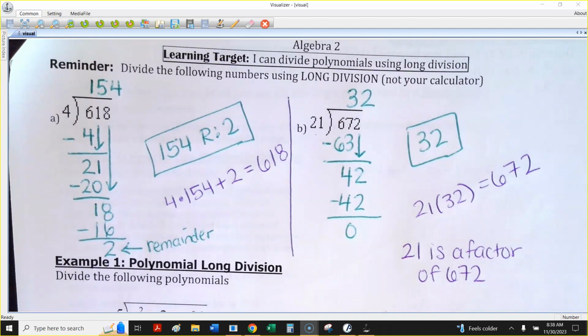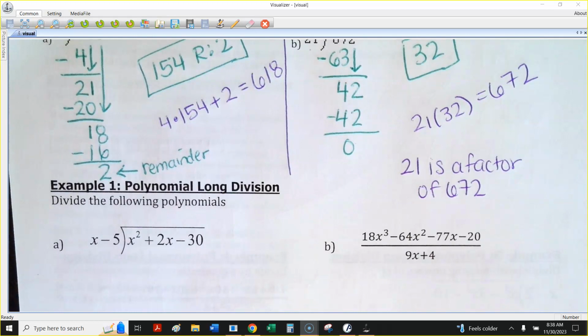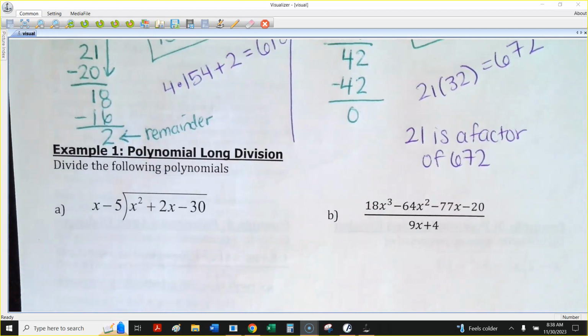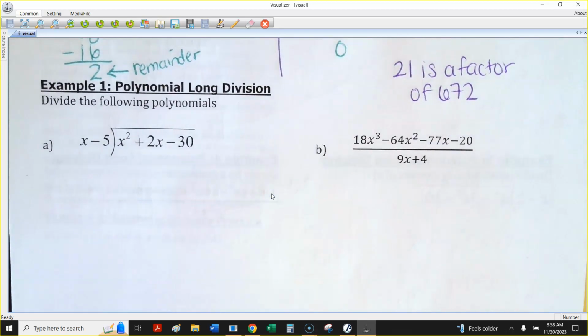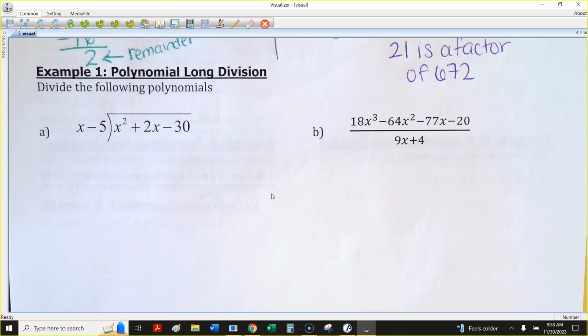Okay, now I'm going to do this process, but it's a little weird because we're going to do it with some polynomials today, but it's really similar to the process of long division. It's just a little weirder because it's going to have some letters in it. Okay, and I'm going to use my highlighter today just to help focus on what questions I'm going to ask you to help solve these problems.